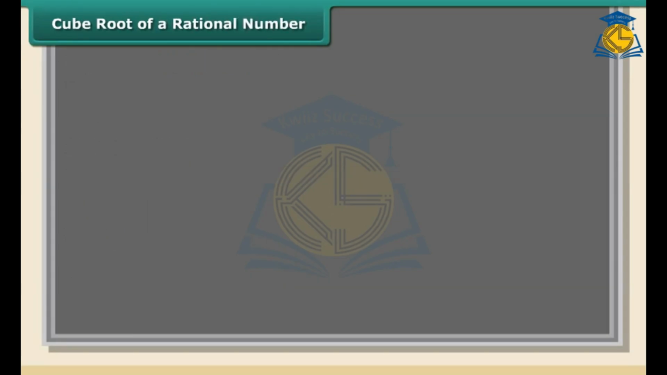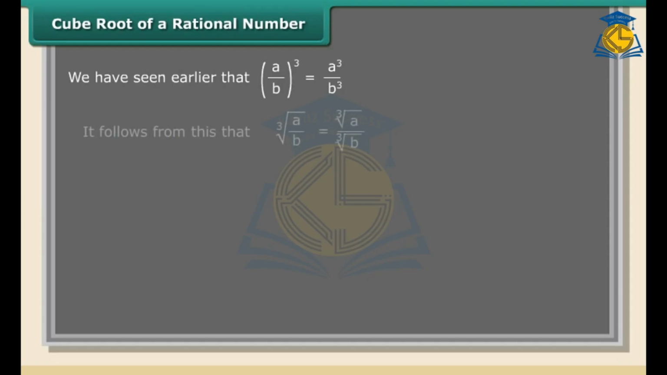Cube root of a rational number. We have seen earlier that A upon B whole cube is equal to A cube upon B cube. It follows from this that cube root of A upon B is equal to cube root of A upon cube root of B.